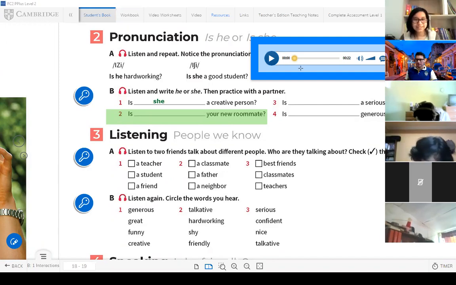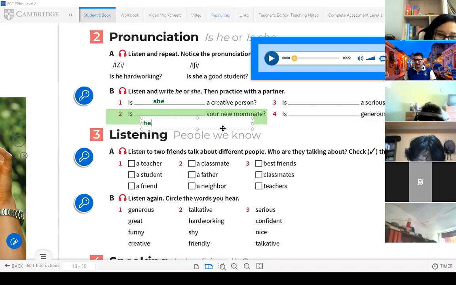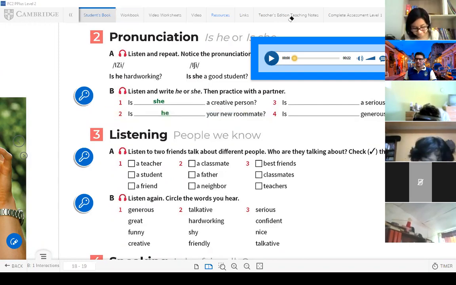Okay, now, here we have number 2. What's the answer in number 2? Is he your new roommate? Excellent. Great. That's correct. Now, what about number 3? What's the answer? Is he a serious student? Very good. And finally, what about number 4? Is she generous? Great. Is she generous, right? Okay. Now we have the answer on this part. Now let's see the next part.